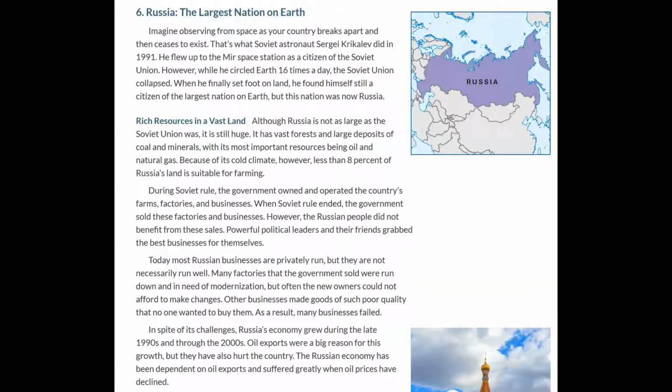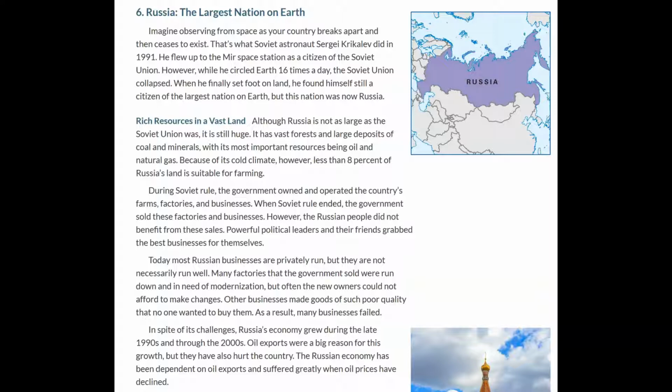During Soviet rule, the government owned and operated the country's farms, factories, and businesses. However, the Russian people did not benefit from these sales. Powerful political leaders and their friends grabbed the best businesses for themselves. Today, most Russian businesses are privately run, but they are not necessarily run well. Many factories that the government sold were run down and in need of modernization, but often the new owners could not afford to make changes. Other businesses made goods of such poor quality that no one wanted to buy them. As a result, many businesses failed.